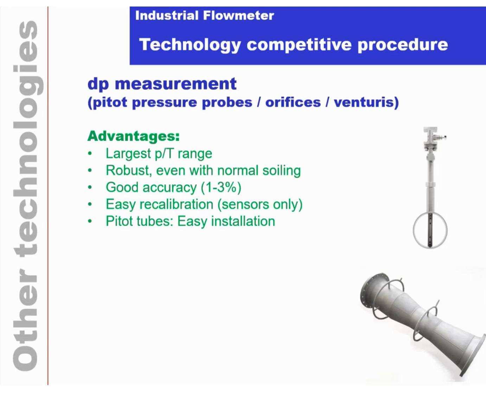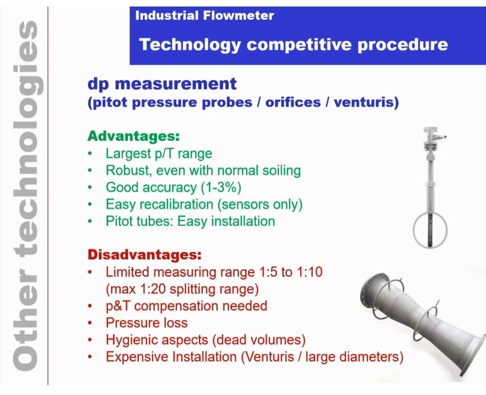It's very robust, even if there is normal soiling, normal condensation. In particular, our delta flow pitot tubes are very robust. You have a good accuracy between 1% and 3% approximately. The recalibration needs to be done, but just of the pressure and temperature sensors, which you can easily remove and recalibrate locally on site within minutes, so recalibration is inexpensive and easy to do. And for pitot tubes, the installation is very easy. You just need a 1-inch stud and you install it in the pipe. For venturi, for sure, and orifice, you have to cut the pipe, and depending on the dimensions, it takes more time and more money for the installation.